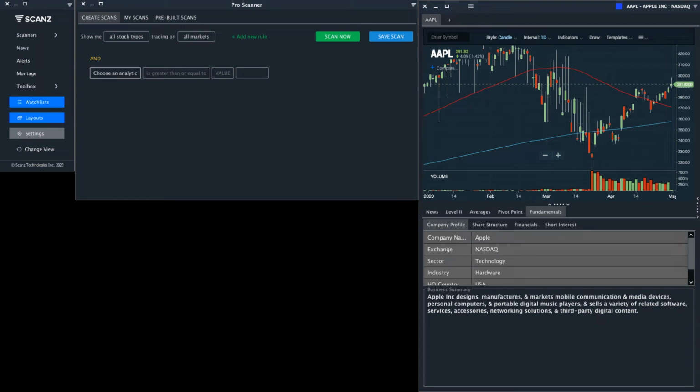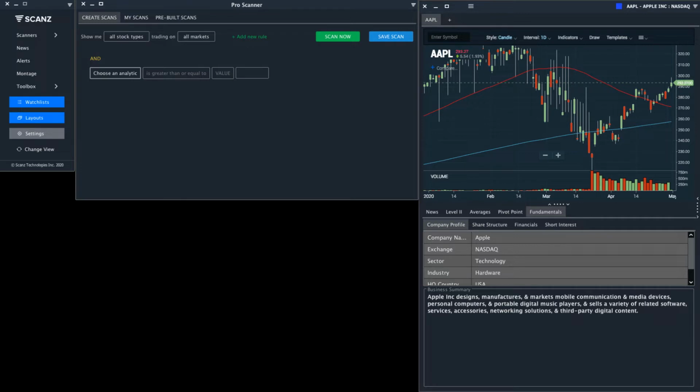Generally, when we scan for stocks, we use technical criteria. We're looking for stocks that are setting new highs, that may be experiencing abnormal volume, or maybe trading above, let's say, moving averages, or have an overbought or oversold RSI. But we can also use fundamental factors to scan for stocks based on the company's actual performance.